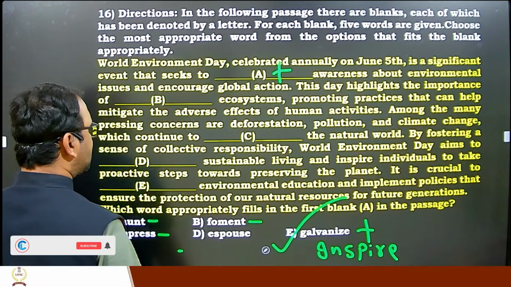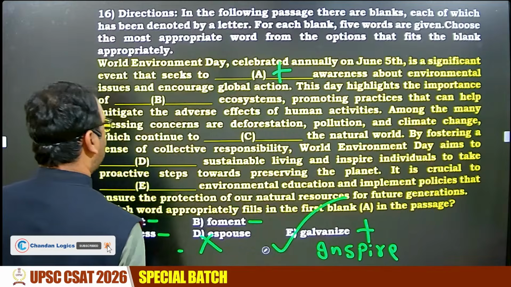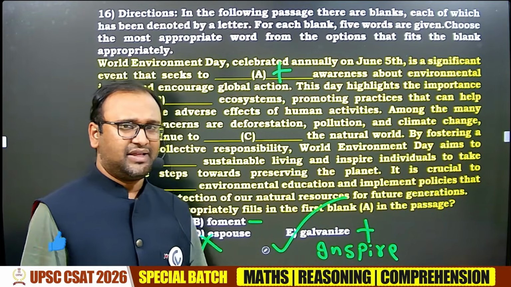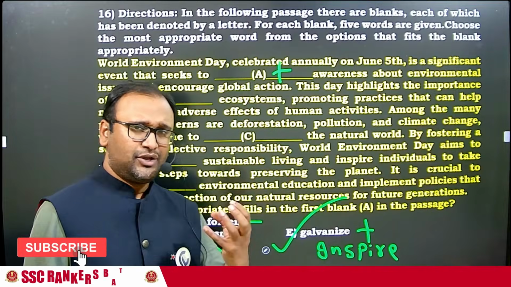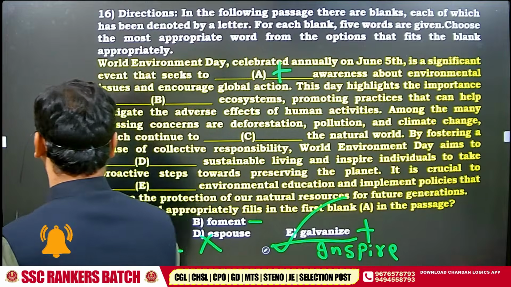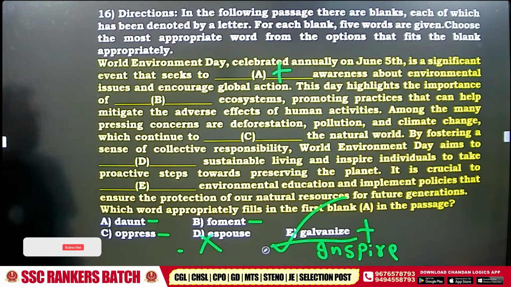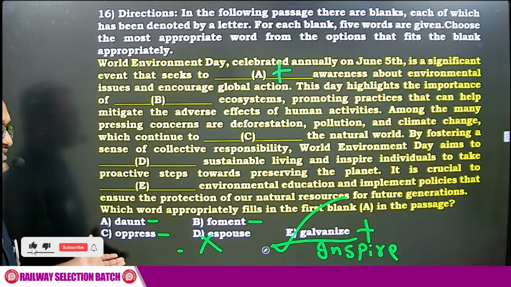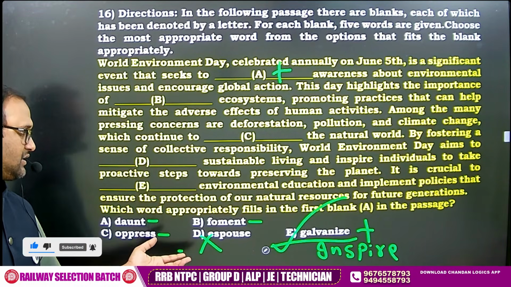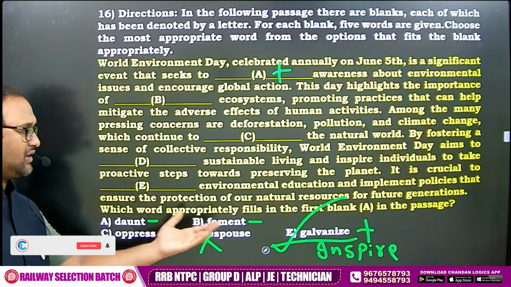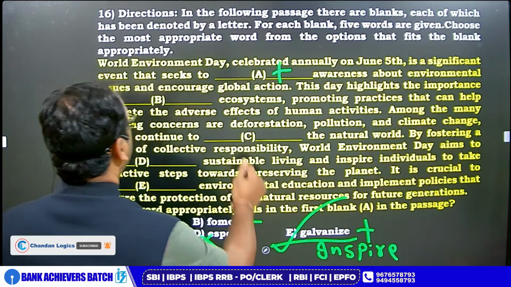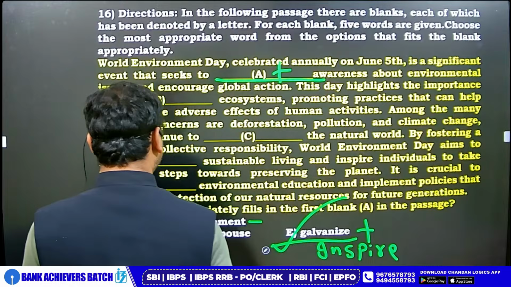And espouse is out of context here. Espouse means help, guide. Here you don't say guide awareness. You should create awareness. You should galvanize awareness. I repeat, daunt is giving trouble. Oppress is discourage. Foment is a negative word. And espouse is helping. Galvanize means motivate people, inspire. Galvanize is the right word.